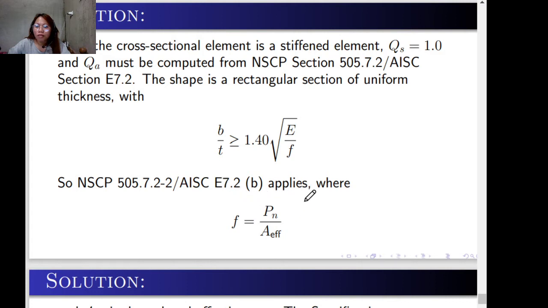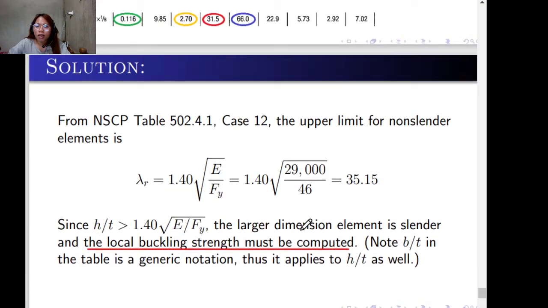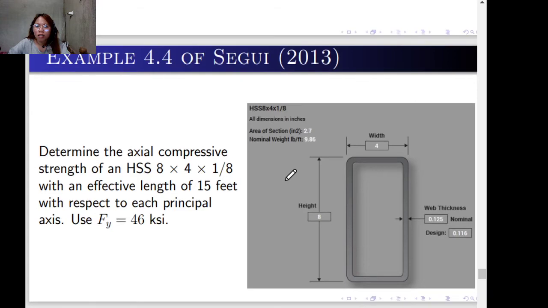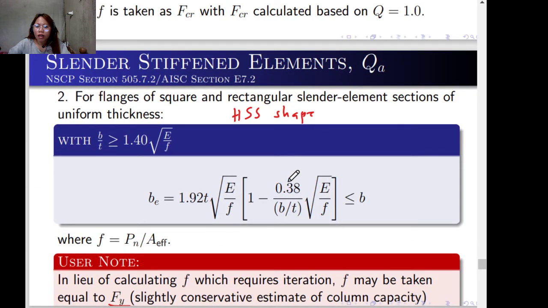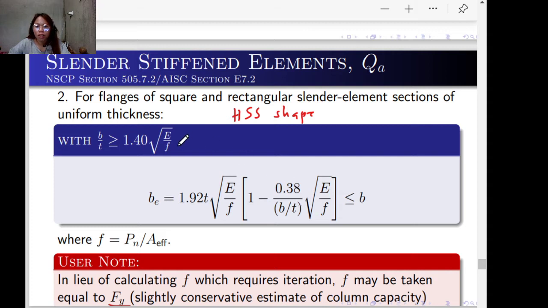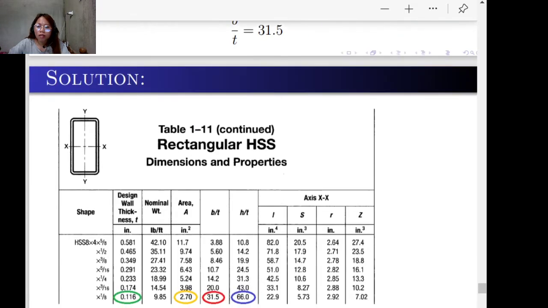Then use this f, where f is from NSCP 505.7.2-2 or AISC E7.2, f is equal to Pn over the A effective. So this second condition, remember, is for flanges of square and rectangular slender element sections of uniform thickness, HSS, given in the problem. Use this reduced effective width, where f, this small f, is equal to the nominal strength divided by the effective area, no?